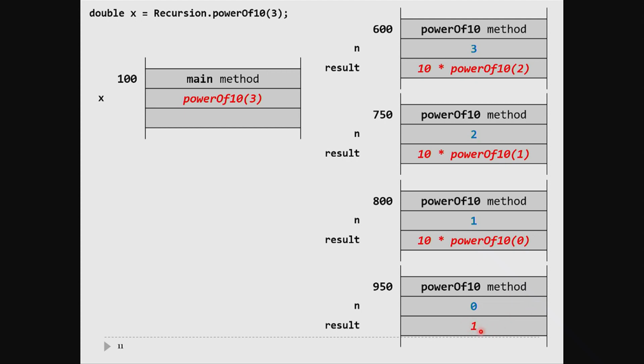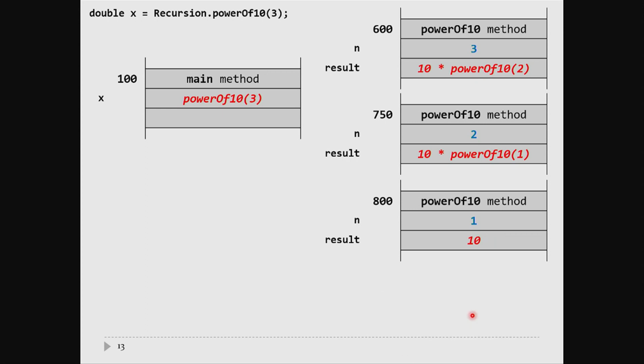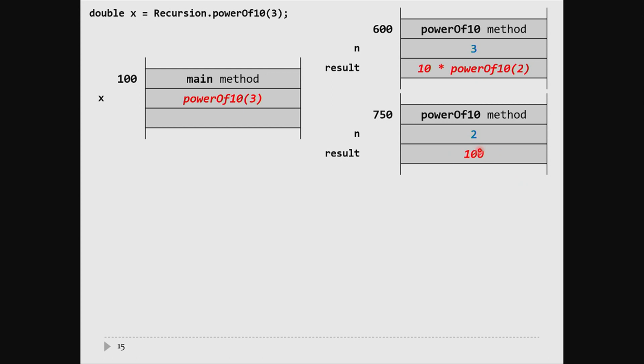So that 1 goes back up to the previous recursive method. We're going to transfer that 1 up to here, and this method goes away because it's done. That answer becomes 10. Now this one can return back to its caller, so that 10 can get copied back up to here. This method can go away, and that answer can become 100.